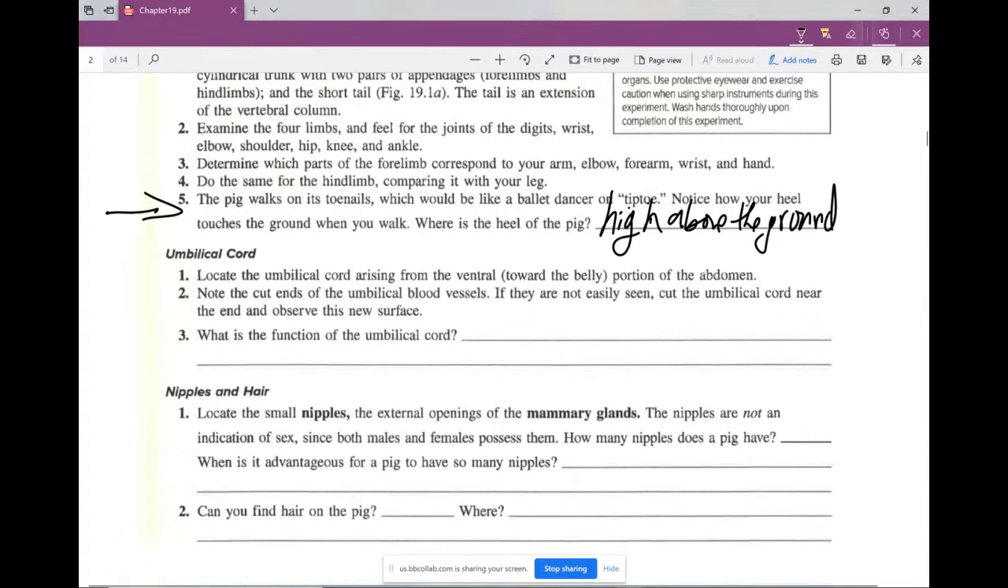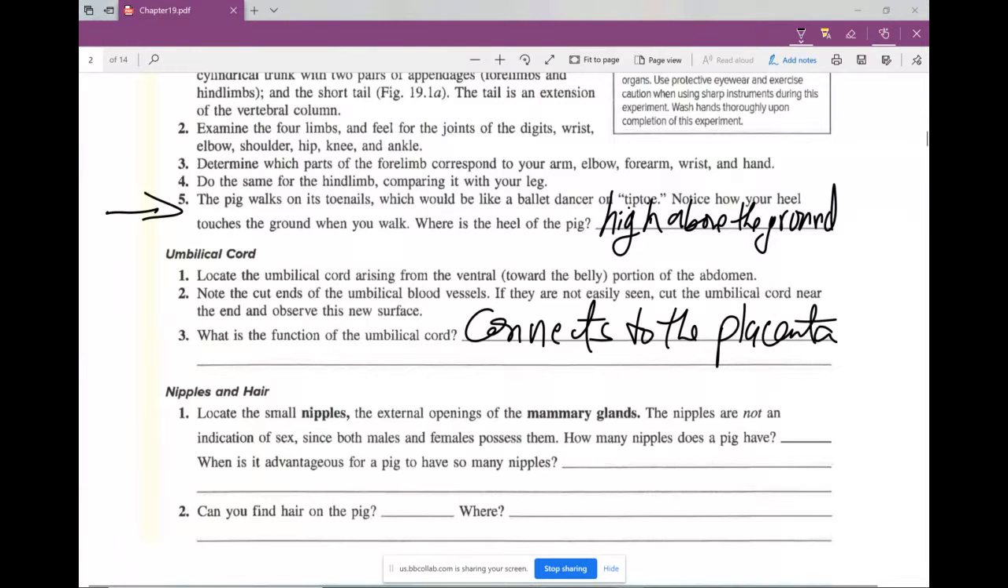What is the function of the umbilical cord? Right. Connects to the placenta. And you guys can talk about how it exchanges oxygen for carbon dioxide. Well, that's the function of the placenta. Okay. The placenta functions as exchange for gas, and exchange for nutrients, and metabolic waste.